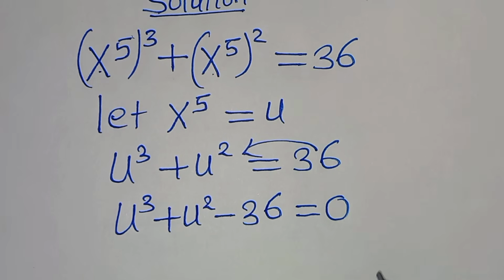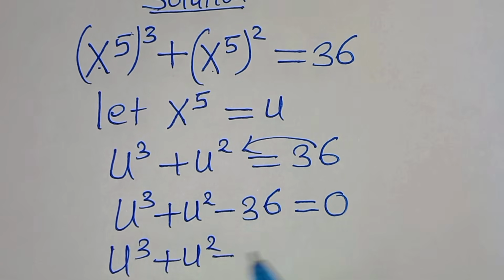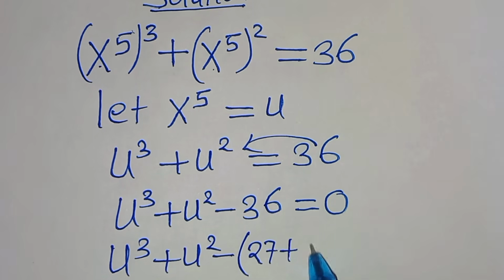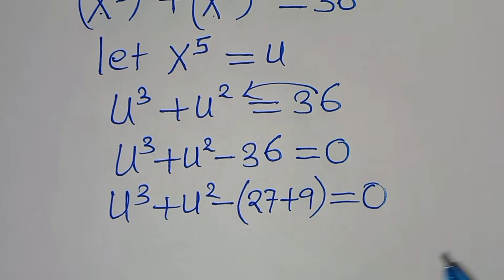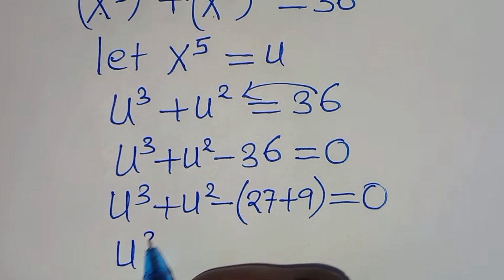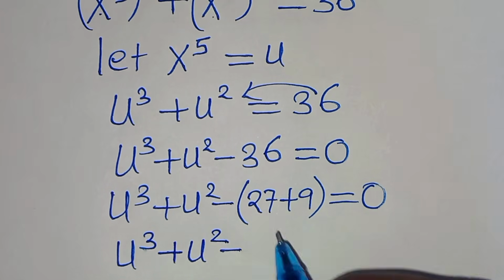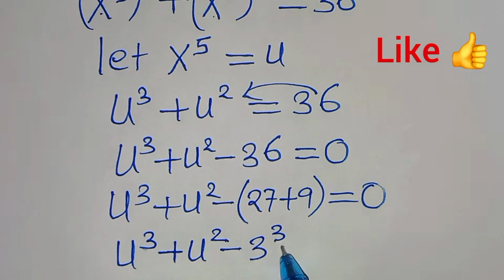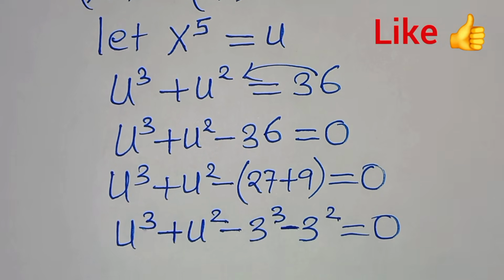The next step from here, we can express 36. Now we have u to the power of 3 plus u to the power of 2 minus 36, and 36 is the same thing as 27 plus 9. This is equal to 0. So this implies that we have u to the power of 3 here plus u to the power of 2, subtract 27, which is 3 to the power of 3, then minus 9, which is actually 3 to the power of 2. This is equal to 0.